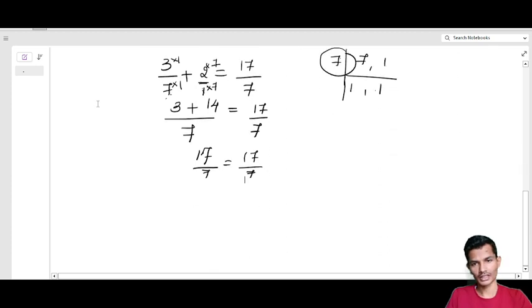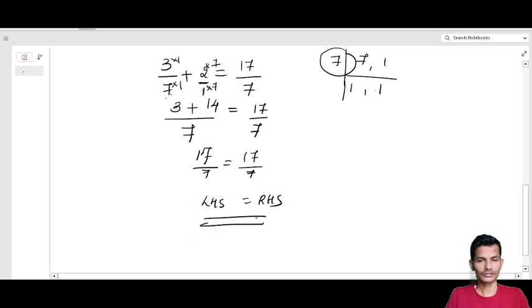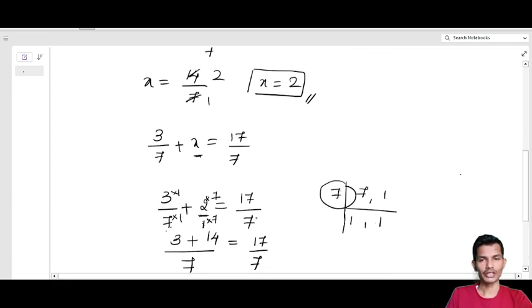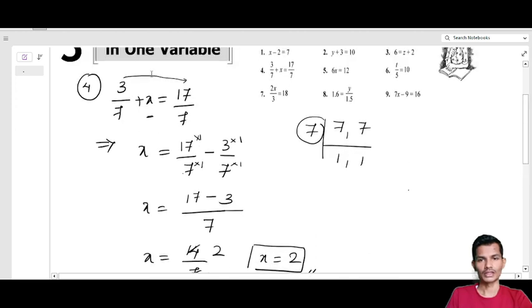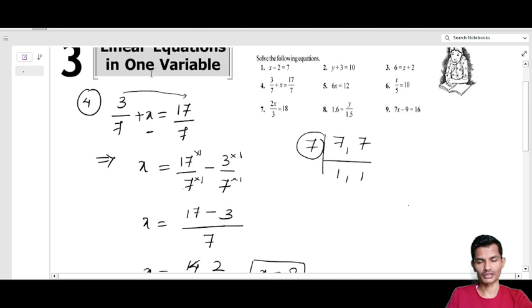So we can say that LHS equals RHS. So both sides are equal, and the value we got, x equals 2, is correct. Let me explain it one more time. See, what they have given is 3 by 7 plus x equals 17 by 7. We need to find the x value, so I kept the same thing as here and sent the 3 by 7 to the other side of the equals sign.